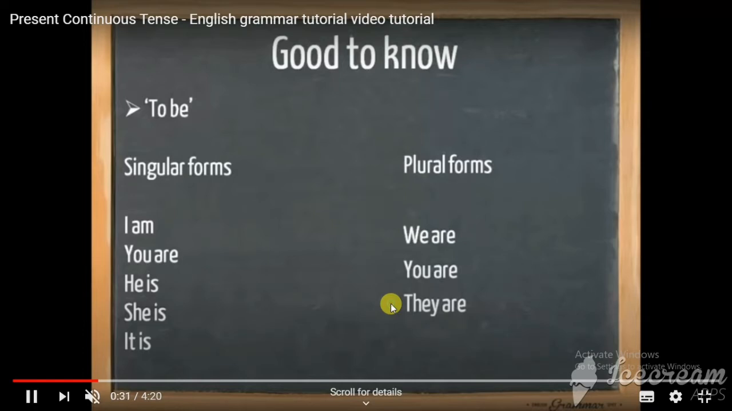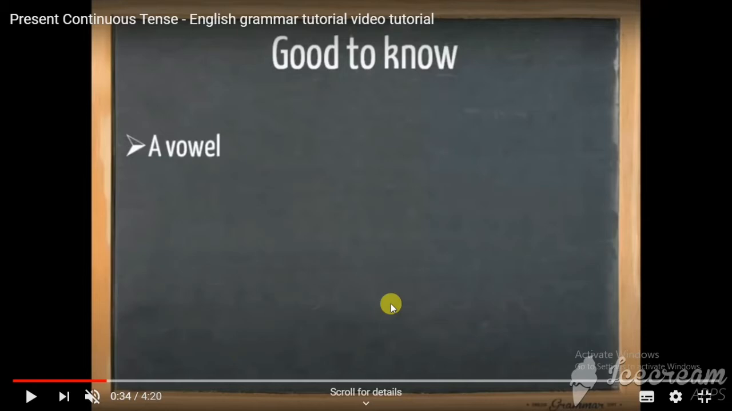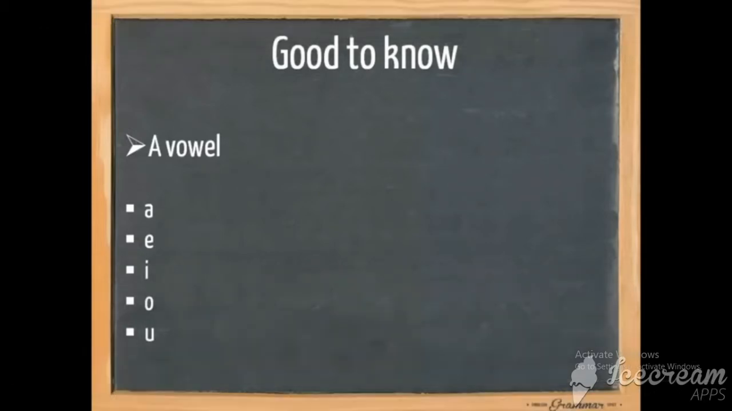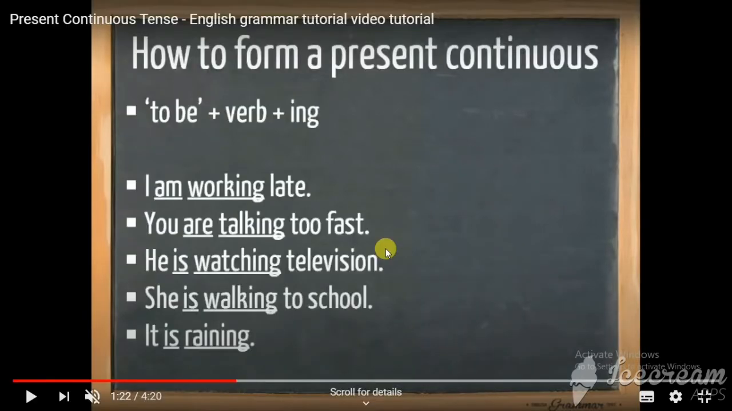It's also good to know the difference between a vowel and a consonant. A vowel is the letter A, E, I, O, and U. A consonant is all the other letters.